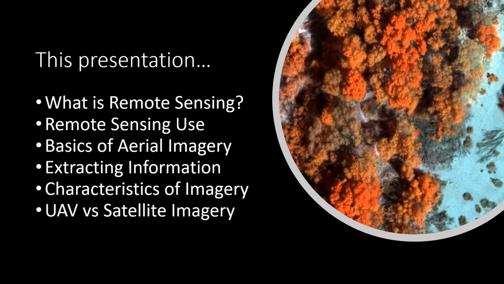So in this presentation, we'll answer the question, what is remote sensing? Talk about some of its basic uses, cover some of the basics of aerial imagery, characteristics of imagery, how we can use those characteristics to extract information from imagery, and talk about some of the differences between UAV or drone and satellite imagery.